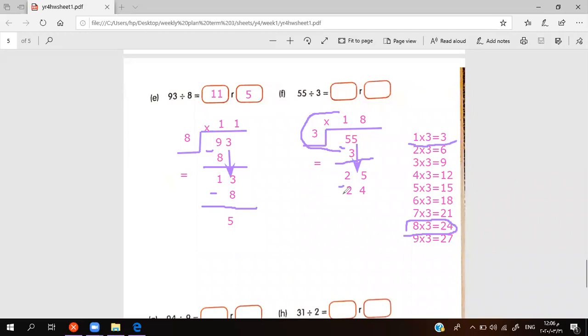Now it's time to subtract. From 24 till 25, it's a 1. Definitely the 1 is a remainder because it's smaller than the 3. So my answer is 18, which is up here, and the remainder is what? It's 1.